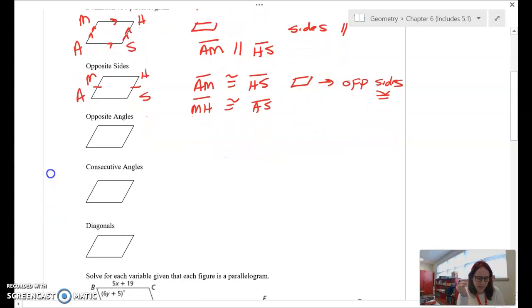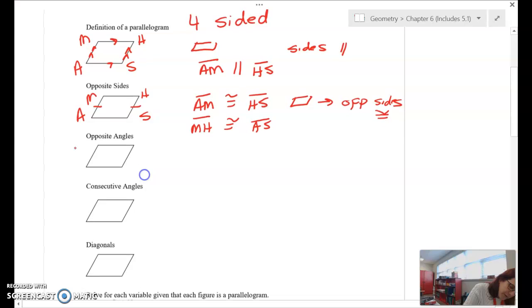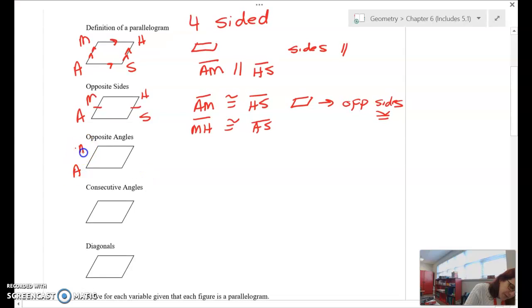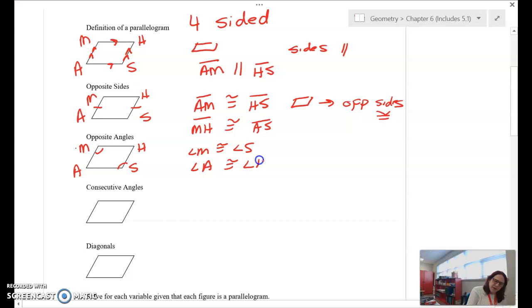Next up is opposite angles. So again, we have AMHS. And the opposite angles in the parallelogram are congruent to each other. So angle M is going to be congruent to angle S, and angle A is going to be congruent to angle H.